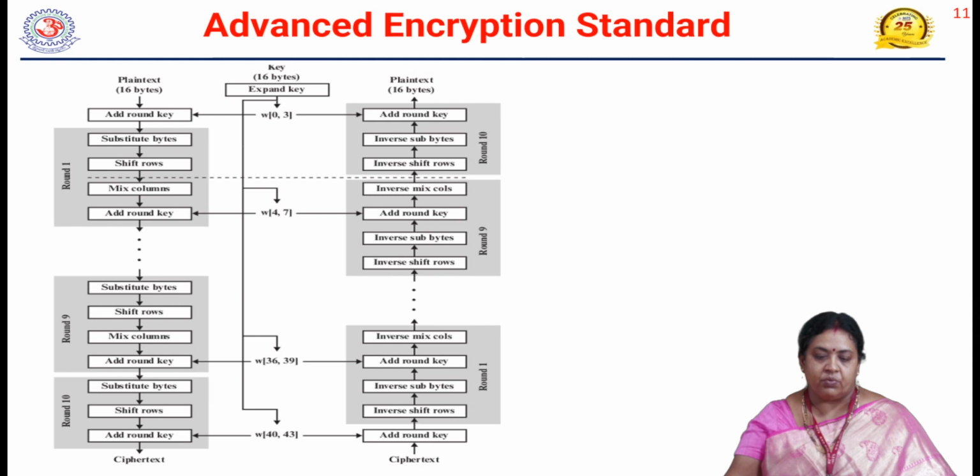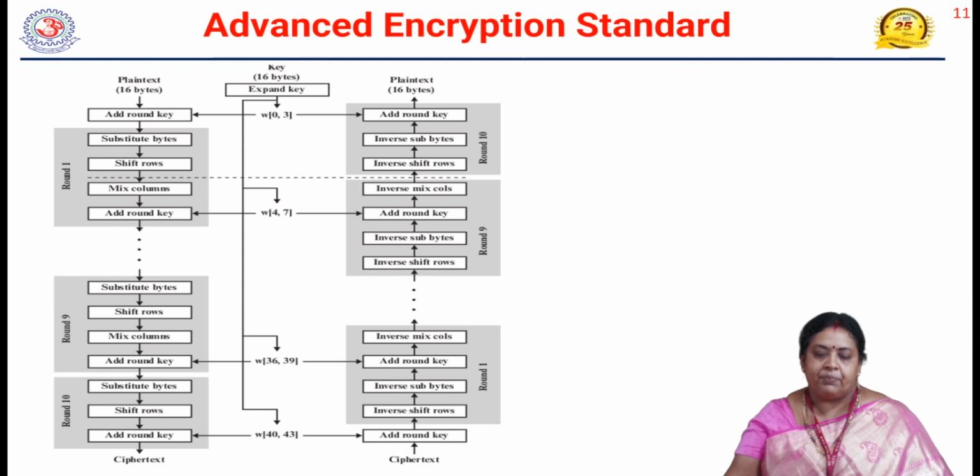There is a pre-round transformation. In the pre-round transformation only, we have the add round key. Upon this add round key, we are going to use a key which is of 128 bits, and this key is viewed as 4 words of 32 bits each, which we will discuss in the key expansion.